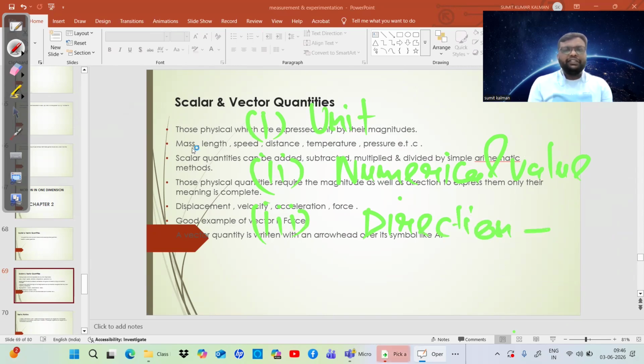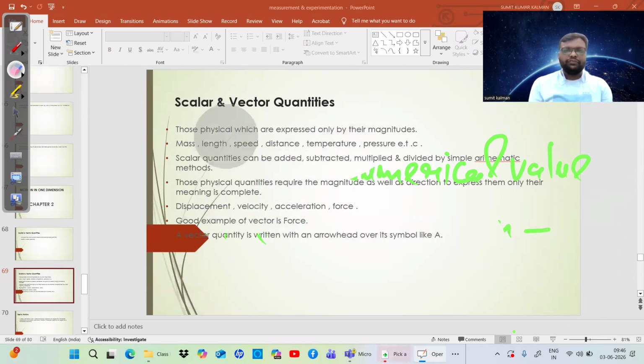So, students, a valid physical quantity with direction is the method of expressing a vector. So, I think it is clear to you all. You can note it down also.